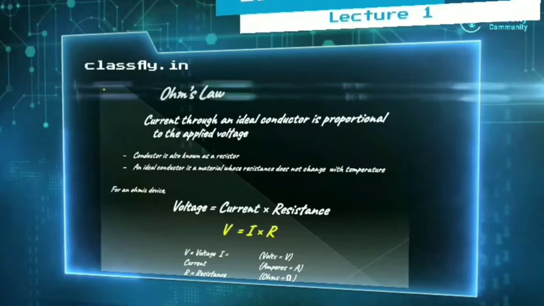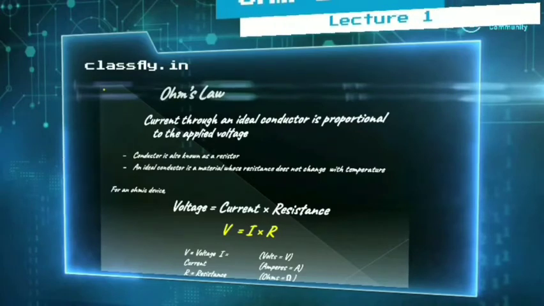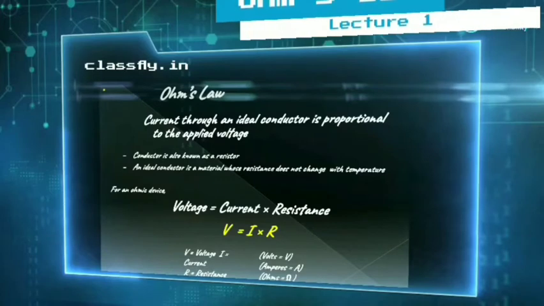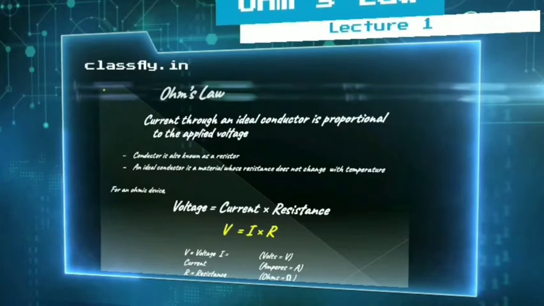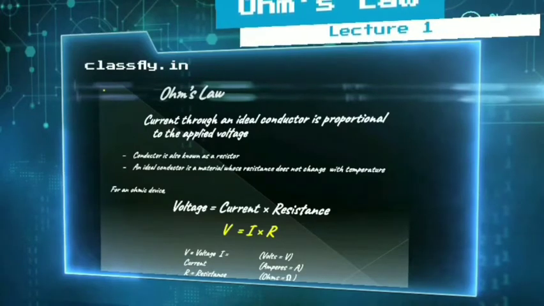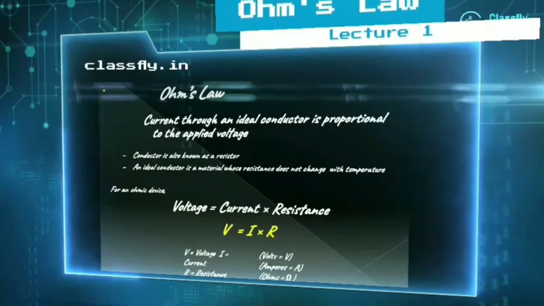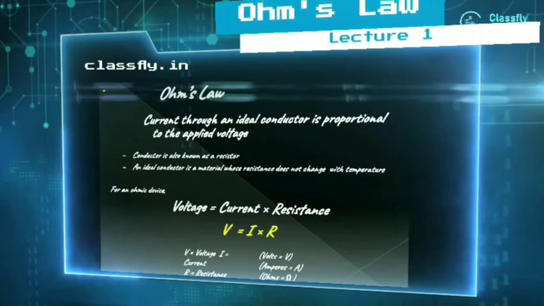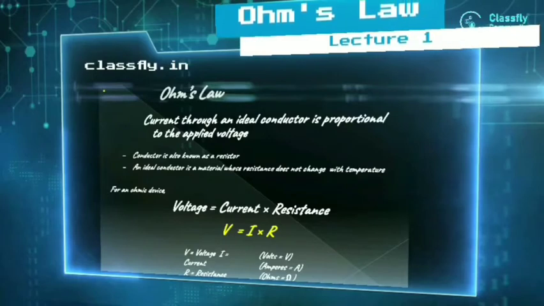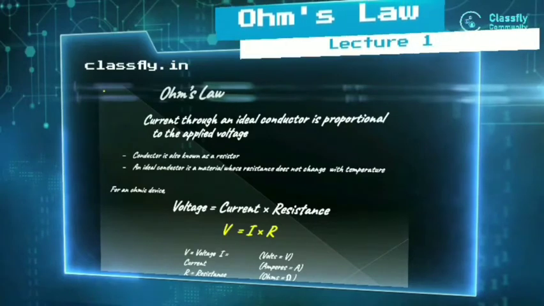An ideal conductor is a material whose resistance does not change with temperature. Always remember that whenever there is an ideal conductor, though the temperature increases or decreases, or remains the same, there will never be a change in the resistance.